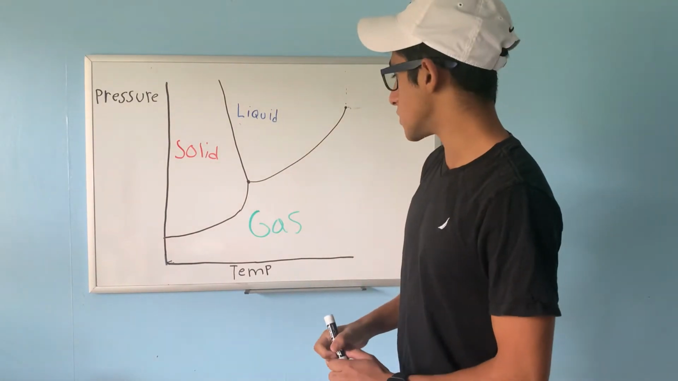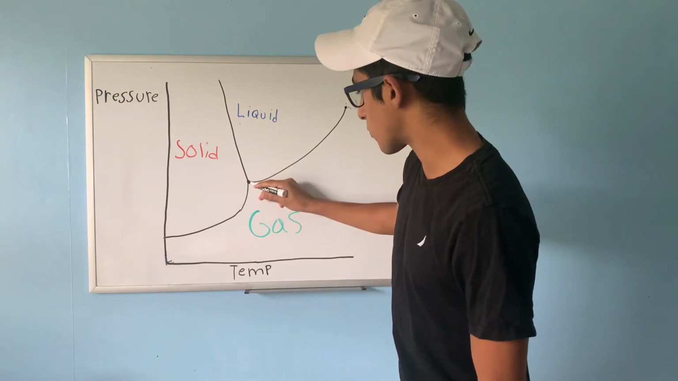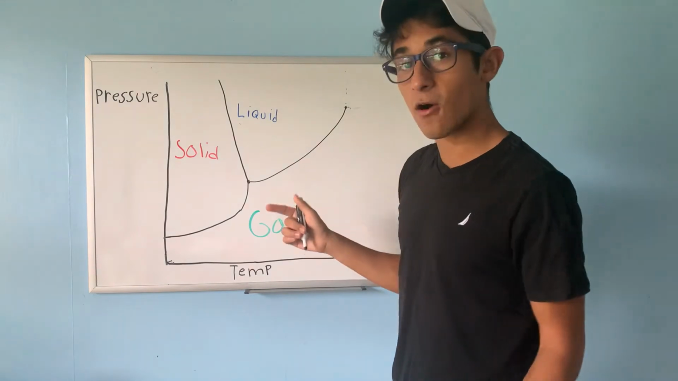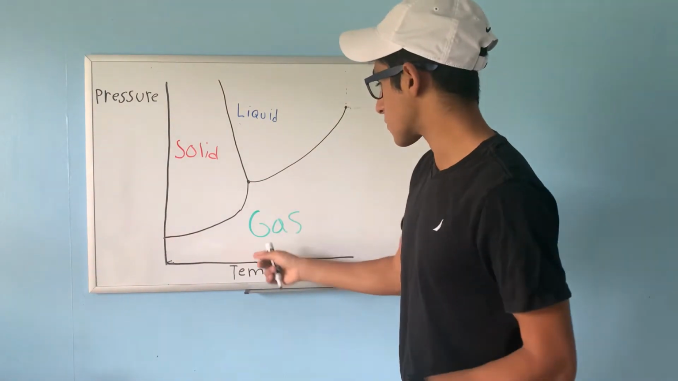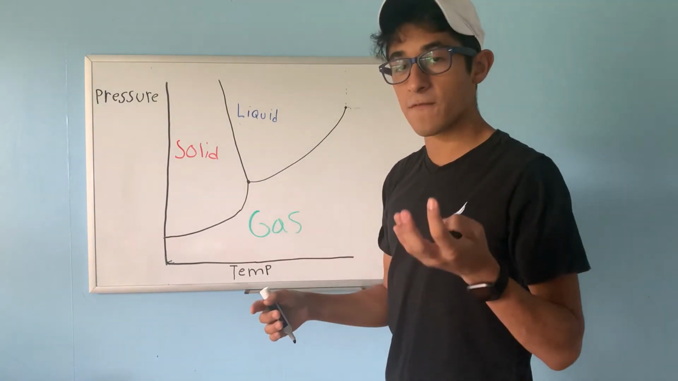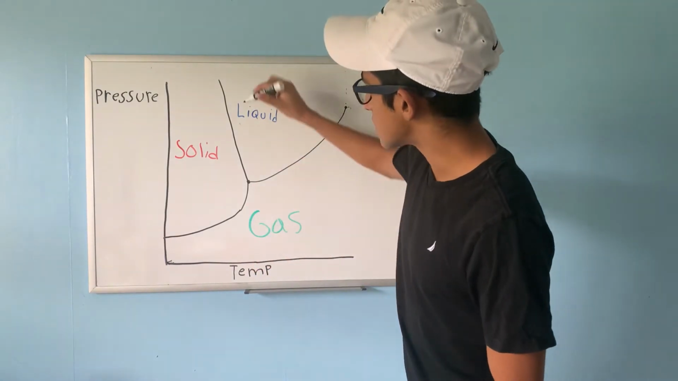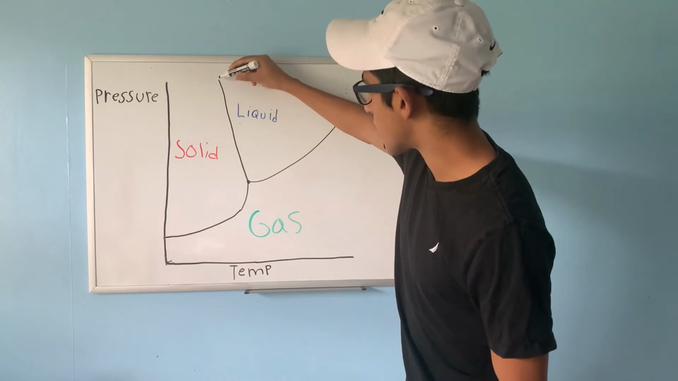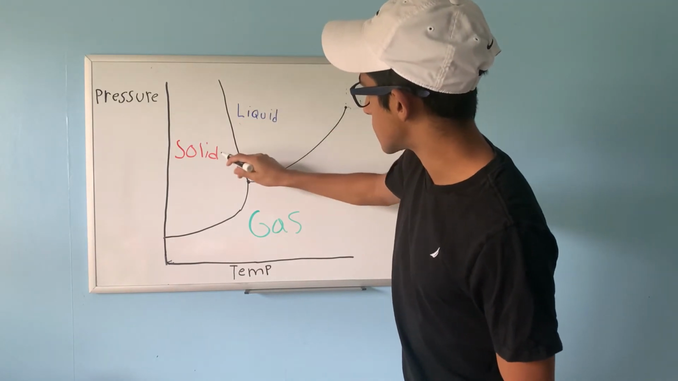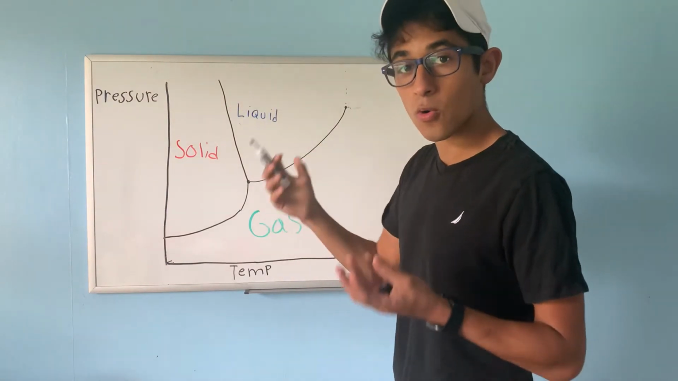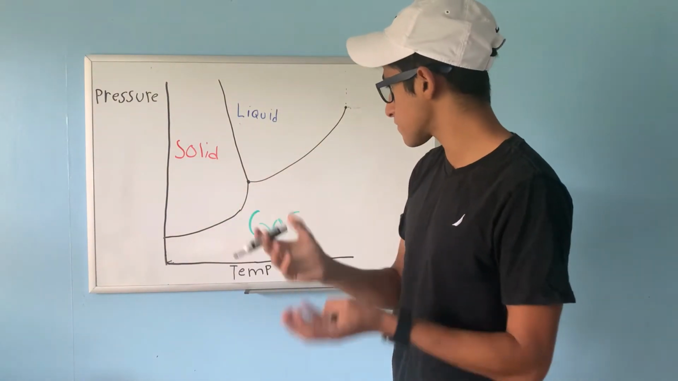Another thing you should be aware of is the triple point. At this point right here, solids, liquids, and gases can all coexist at the same time. So at this temperature and this pressure, you can have a block of ice, a glass of water, and some water vapor. And the same idea is true for these lines. So at this line, which indicates melting or freezing, you can have a block of ice or a glass of water at the same time.